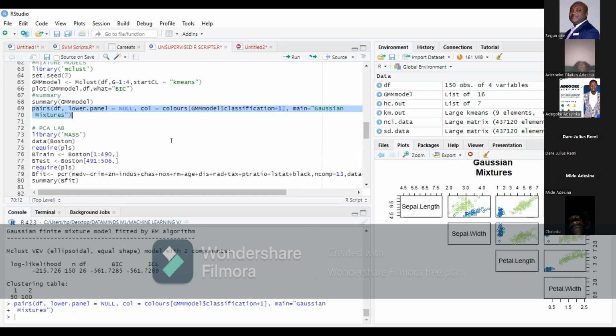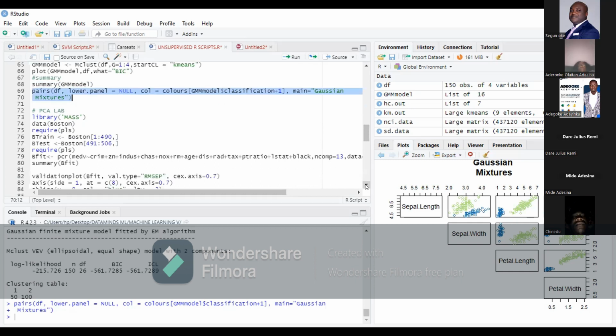Now, I said earlier, we are going to be using the data set called Boston, and another package that we're going to be using is pls. Okay, now, having called the data set, we train on 490, then we test on, that is, we forecast on the remaining 15. And so I will run lines 73 to 78, and say run.